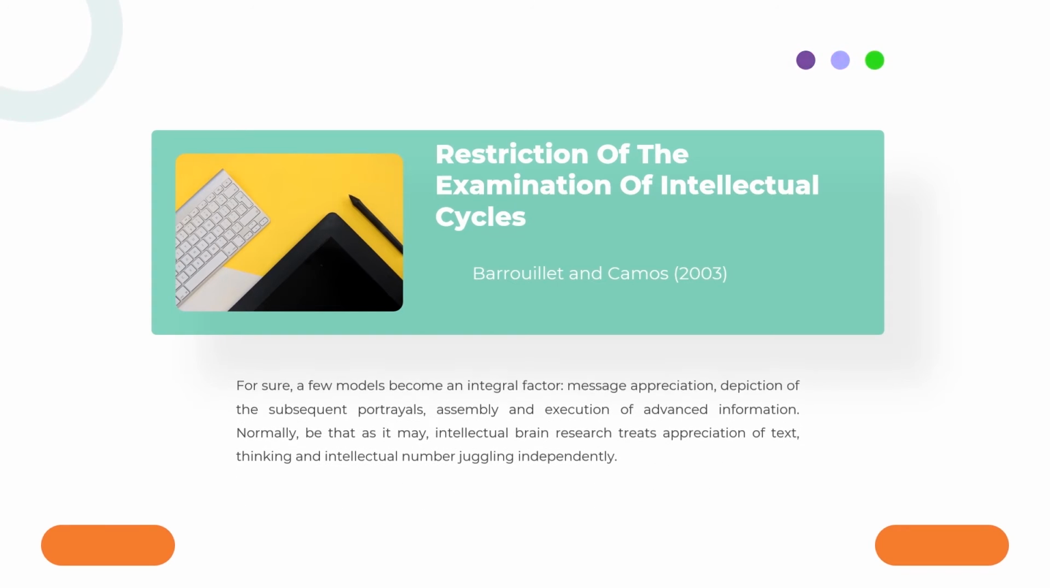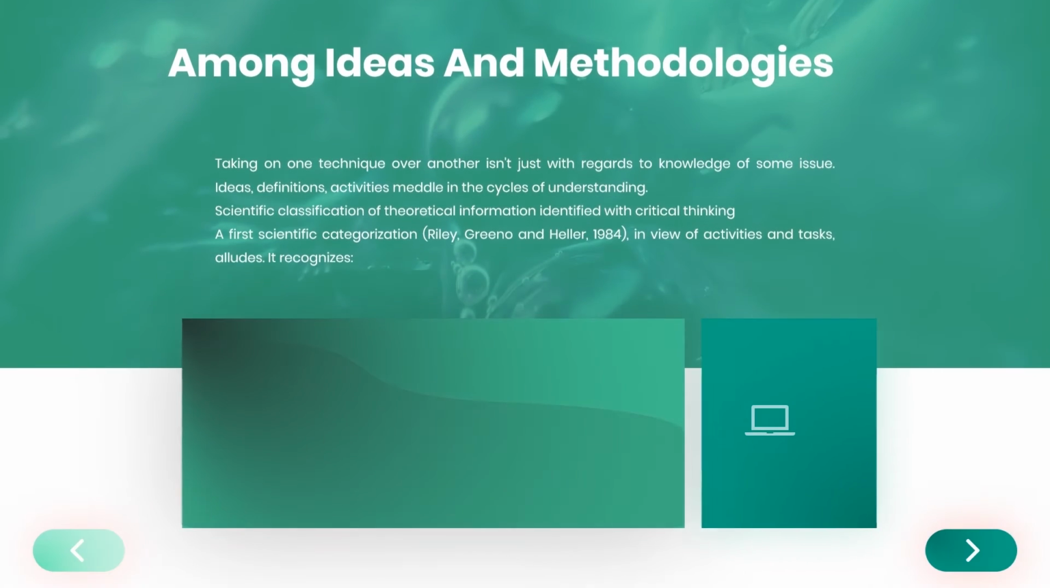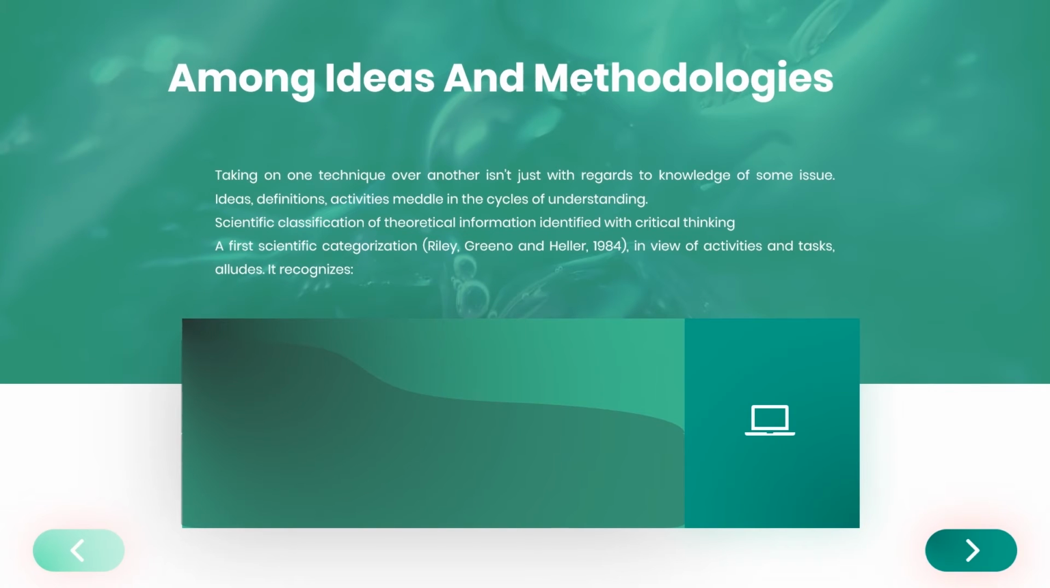For sure, a few models become an integral factor: message appreciation, depiction of the subsequent portrayals, assembly and execution of advanced information. Normally, however, intellectual brain research treats appreciation of text, thinking and intellectual number juggling independently. Among ideas and methodologies, taking on one technique over another isn't just with regards to knowledge of some issue. Ideas, definitions, activities meddle in the cycles of understanding.